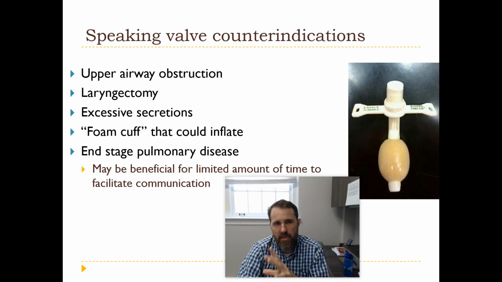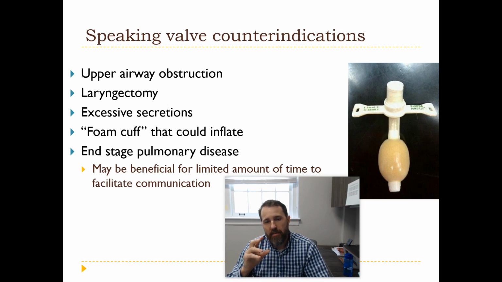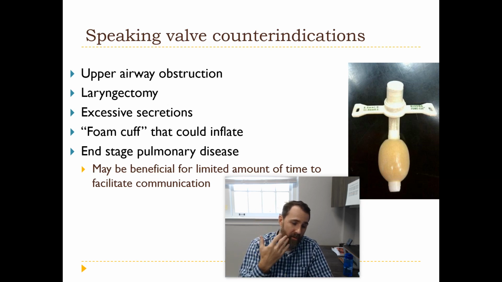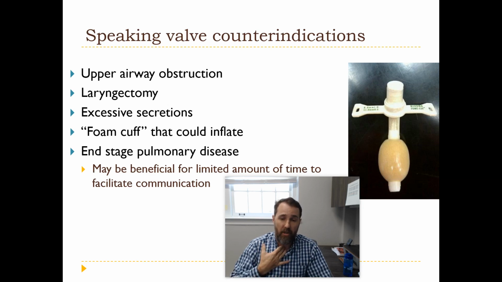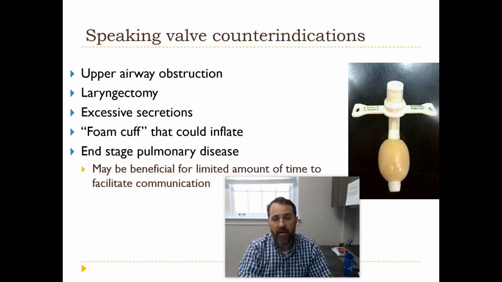So there are some situations where a speaking valve is contraindicated. If there is some upper airway obstruction, meaning that air cannot pass from the larynx out through the pharynx and oral cavity, then that would be extremely contraindicated, because the patient would inspire through the speaking valve and then not be able to expire through the upper airway, through their natural airway, and also not be able to expire through the speaking valve due to the nature of the speaking valve.